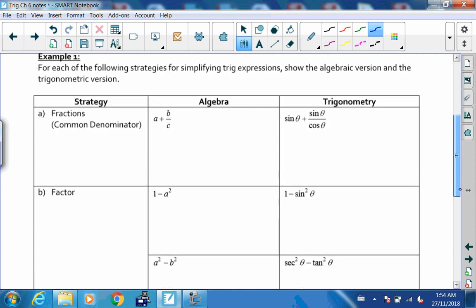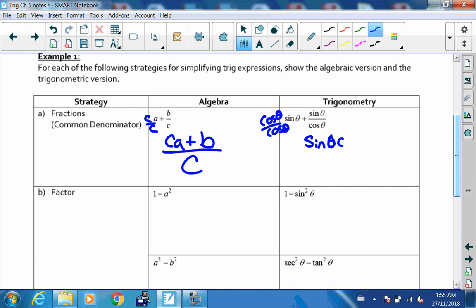So this is a bunch of different strategies. If I was getting a common denominator here, I would multiply top and bottom by c. So now CA plus B all over C. If I was doing that with trig, again, I'm going to have to multiply top and bottom by cos theta. So now I get sine theta cos theta plus sine theta all divided by cosine theta. So that would be a step in the process.